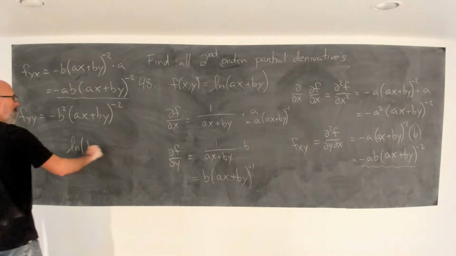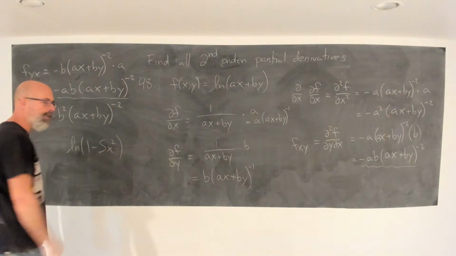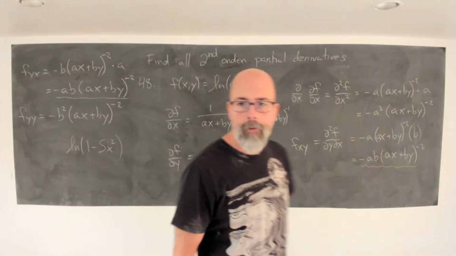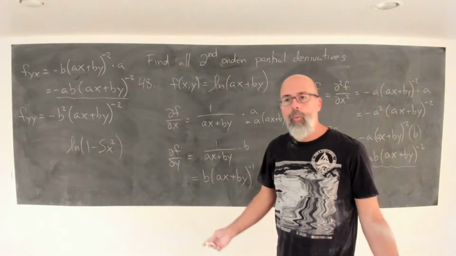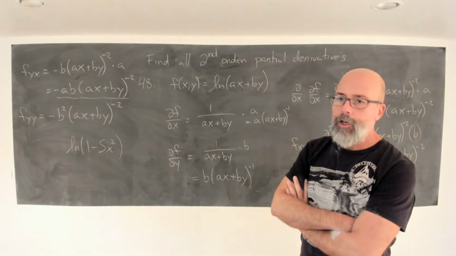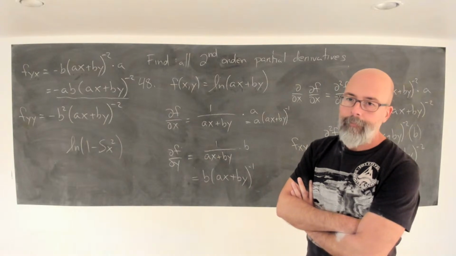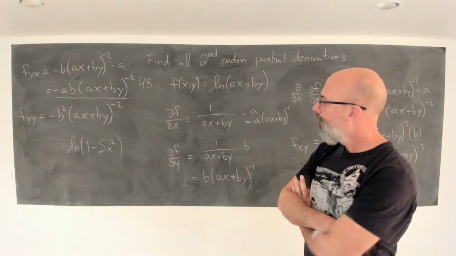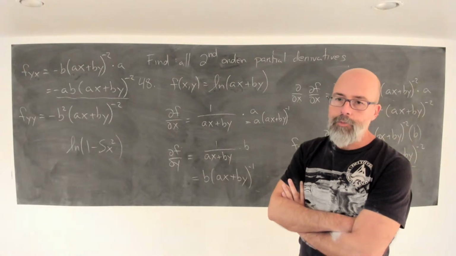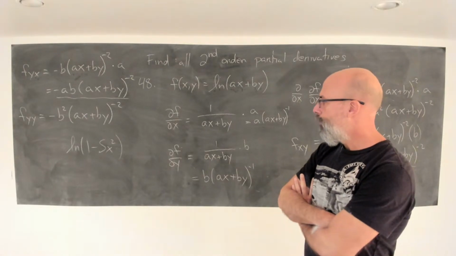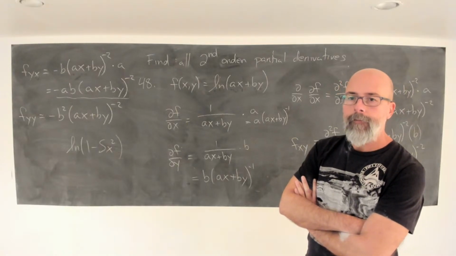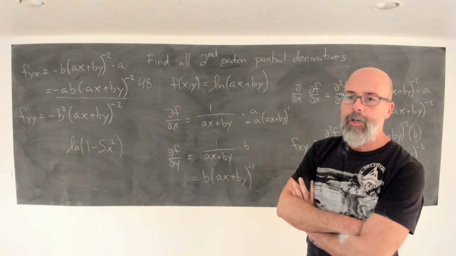Ln of 1 minus 5x squared as a power series. You know what to do. What did you do? Differentiate and then integrate. Exactly. Differentiate that or recognize it as some sort of geometric series and then integrate back. Is that what you did?